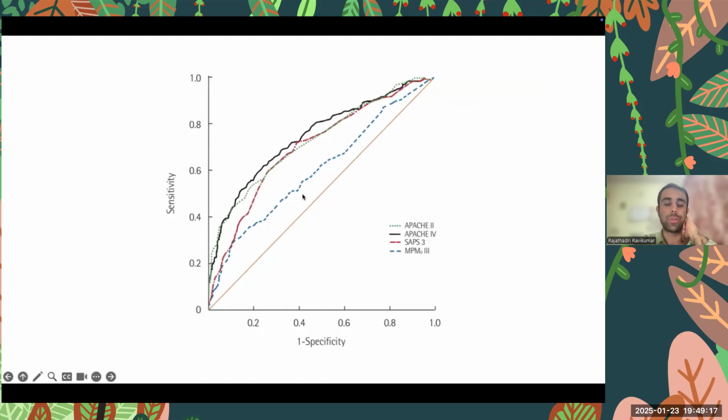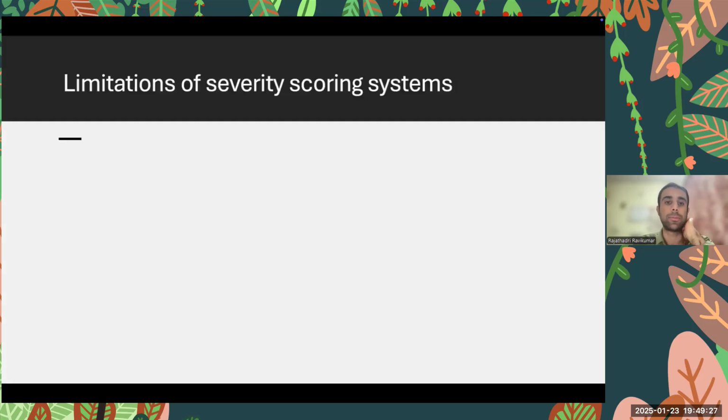Coming to AUROC, more or less everything is the same, but maybe MPM3 is lesser, but none have been proven to be superior over the other. So everything comes with its own limitations. So what are the limitations of the scoring systems? As we have already known, they cannot be used to modify care for an individual patient. We cannot say this Apache score is high, I will not treat this, or Apache score is low, does not require ICU admission, something like that.